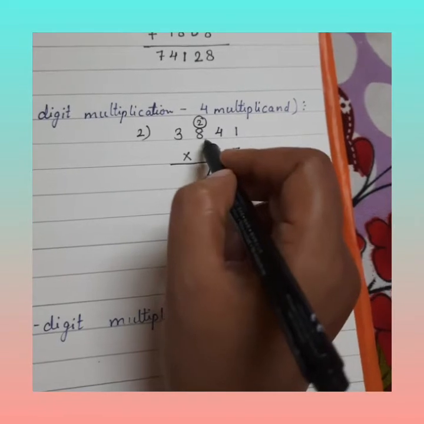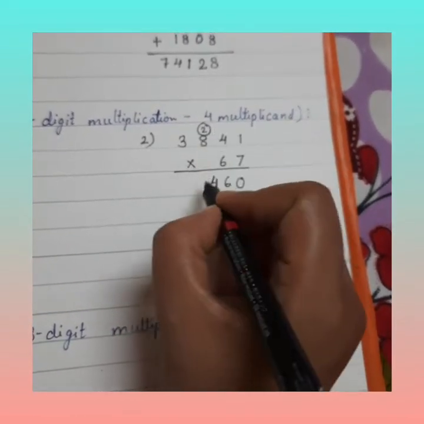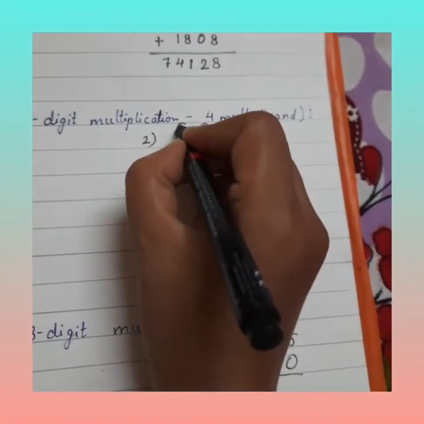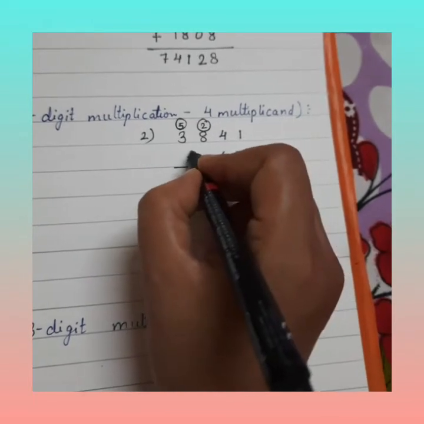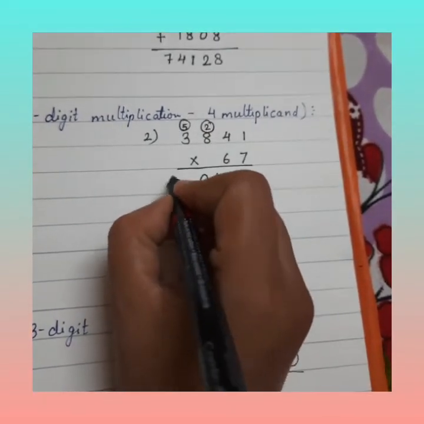Always remember, carried number will be written in the circle. Then 8 sixes are 48, then plus 2, 50. So for that I will write here 0, 5 will be carried over. 6 threes are 18, plus 5 is 23.